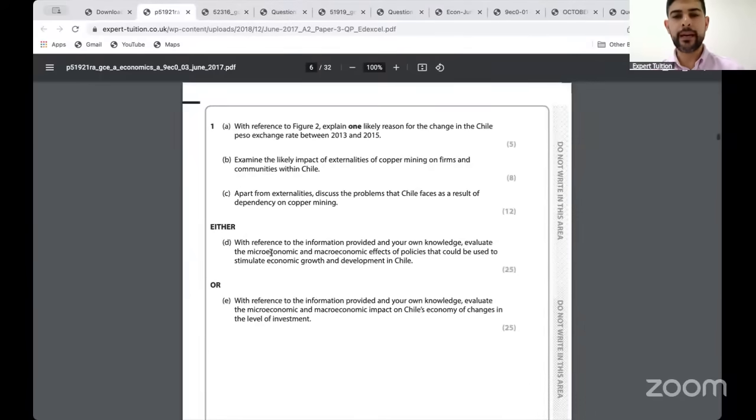So let's start. Now, the wording of the question matters, yeah? Because if it doesn't say private and external costs, and in this case it doesn't, then you don't need to define private costs and you don't need to explain what the private costs are, yeah? But if it did, you would begin with that.